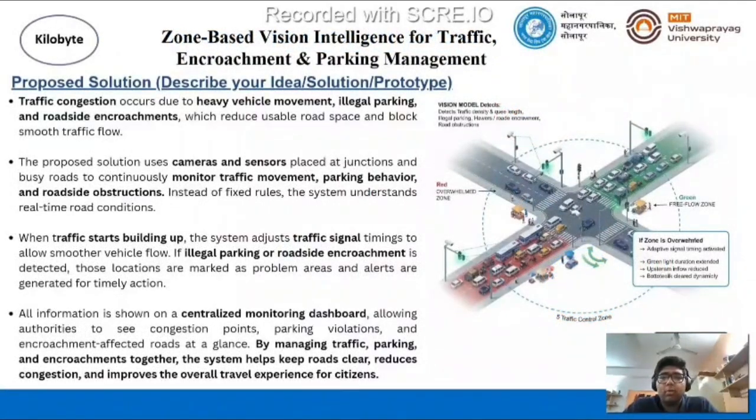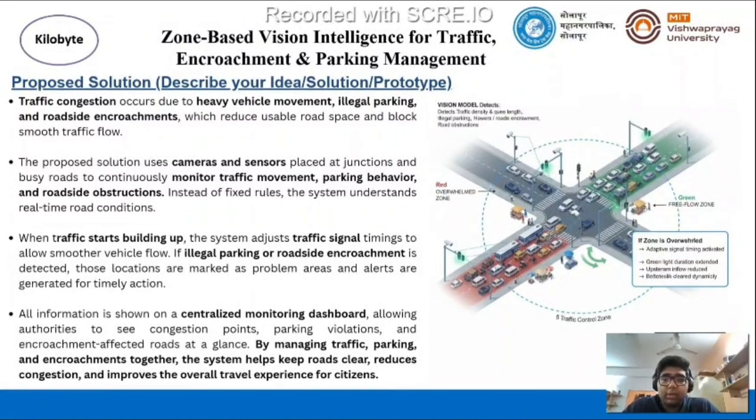So Solapur, being approved for the smart city, faces traffic congestion problems due to heavy vehicle movement, illegal parking, roadside encroachments and narrow road infrastructure, which reduce usable road space and block smooth traffic flow. So what we propose is a solution that uses cameras and sensors placed at junctions and busy roads to continuously monitor traffic, parking behavior, and roadside obstruction. That is a zone-based vision intelligence system using AI cameras and sensors.